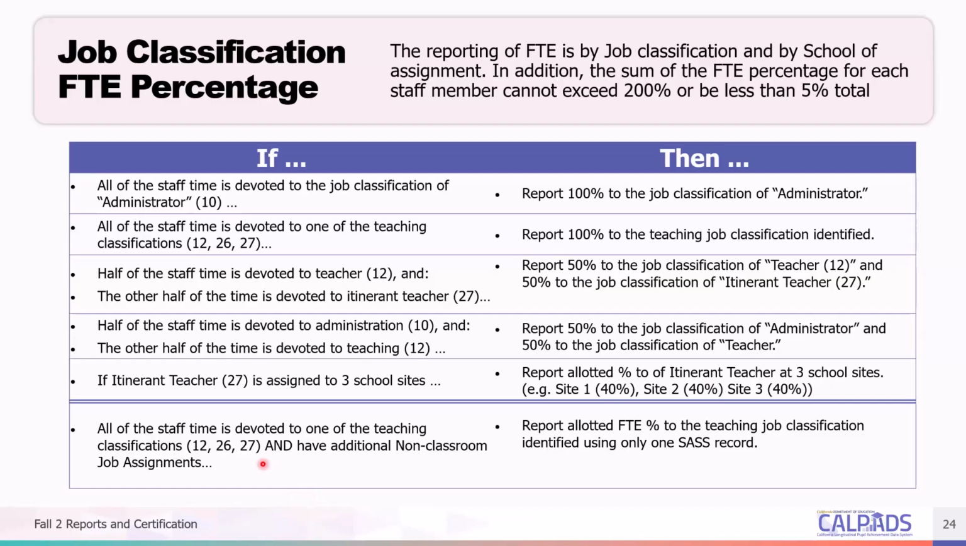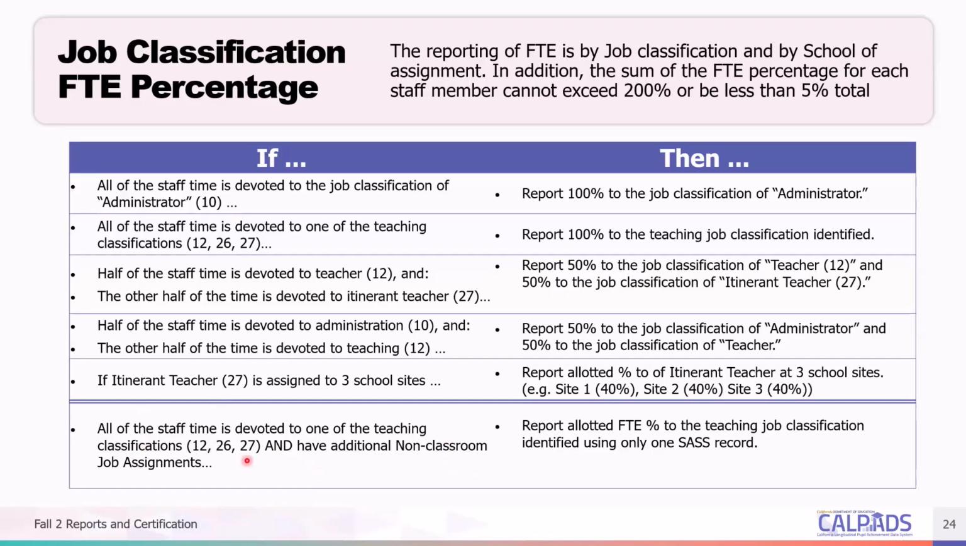And then all of the staff time is devoted to one of the teaching job classifications. So you have 12, 26, 27, and have non-classroom job assignments. So let's say you have a full-time teacher, right? You have 100% teacher, and then they also have a non-classroom job assignment like departmental chair. So if their time for that departmental chair may be an additional FTE, then the FTE might be 100% for the teaching assignment and then 100% for the non-classroom.